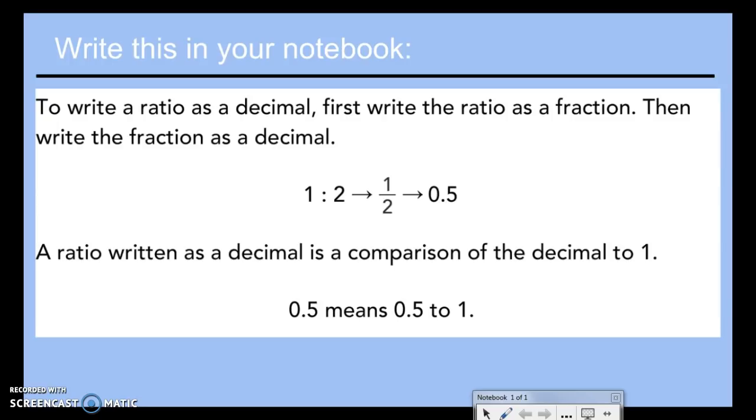Our ratio written as a decimal is a comparison of the decimal to 1. So out of 1, 0.5, or think of it like $1, out of $1, 50 cents means half. I want you to copy this into your notebook before we get started, because we're going to have a few problems that are easy and then they're going to get pretty difficult really fast.